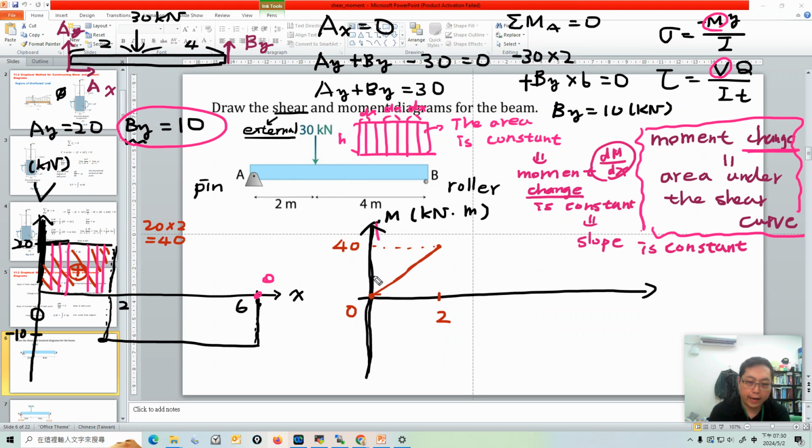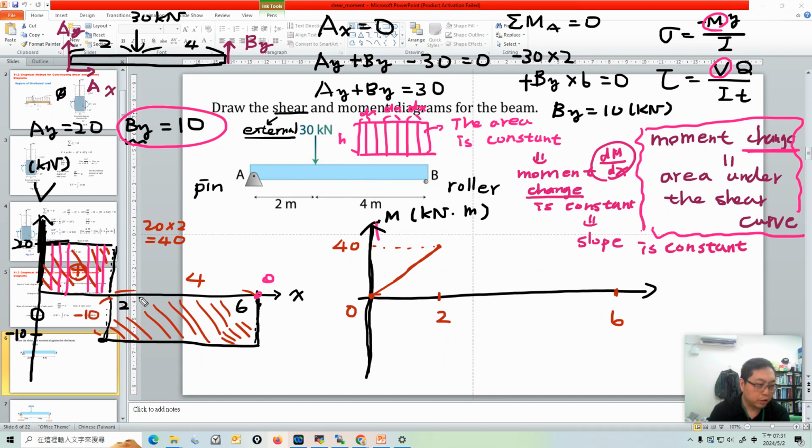And the next thing is very interesting. We have the other half part, which is 2 to 6. Keep in mind, the change of the moment equals the area under the shear curve. Let's go back to this curve, the area under the shear curve between 2 and 6. Here is 4, and here is 10, and it's minus 10.